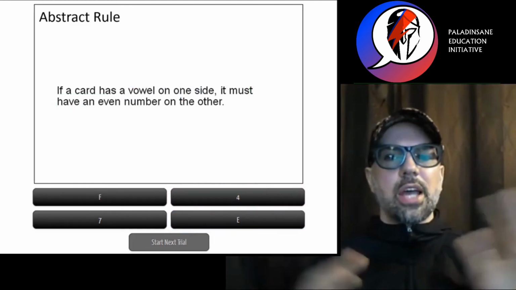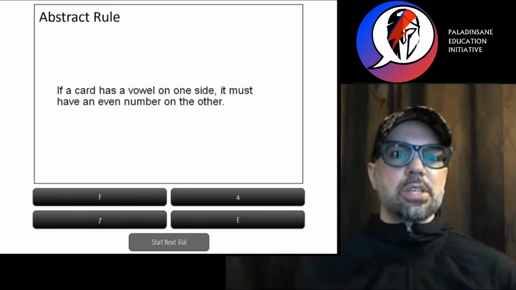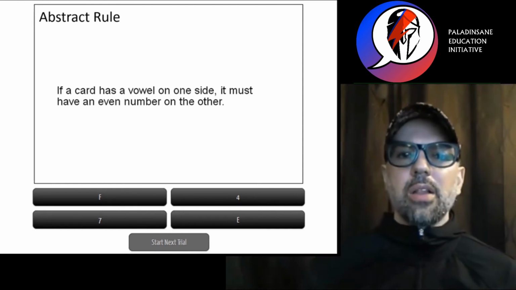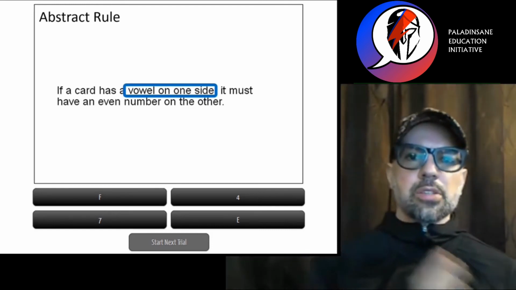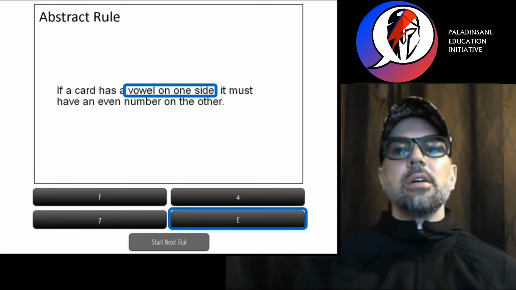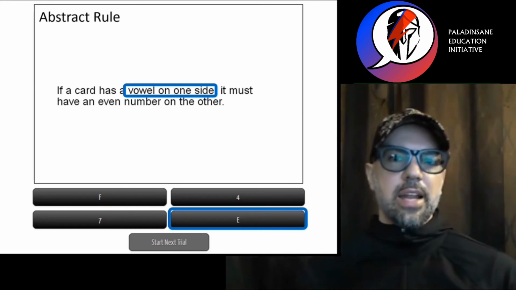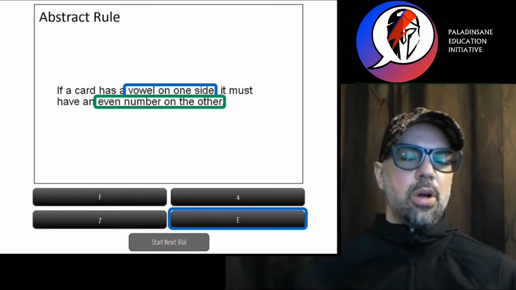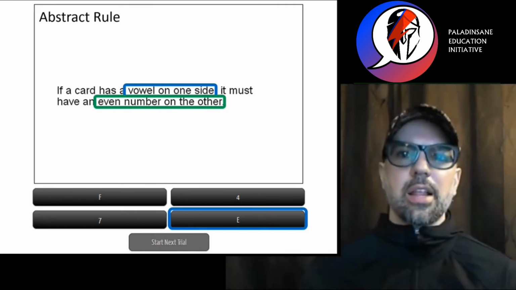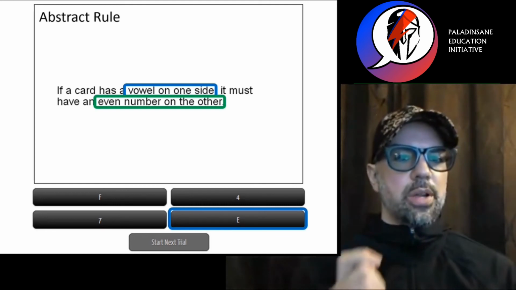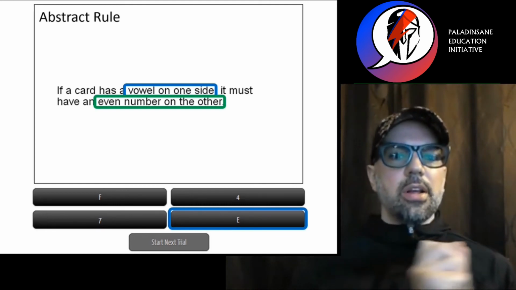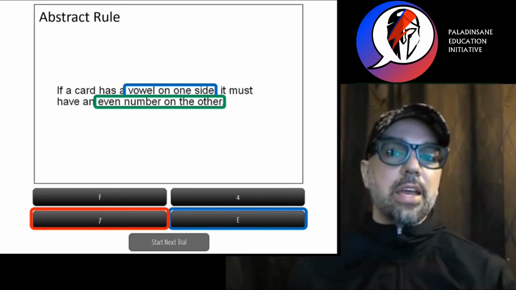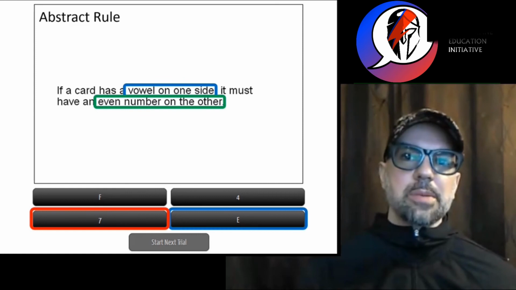Hopefully you can see that once you kind of know the rule, it becomes a lot more simple. So if a card has a vowel on one side, it must have an even number on the other. Vowel on one side, that's the P portion. So we're going to want to flip over E. Even number on the other side, that is the Q portion. So we don't want to fall for the trap of flipping over that 4. We don't want to affirm the consequent because that's an invalid argument. We want to deny the consequent. We want to flip over the not even number, the odd number 7, and see what's on the other side, making sure that it's not a vowel. So those are the abstract rules.